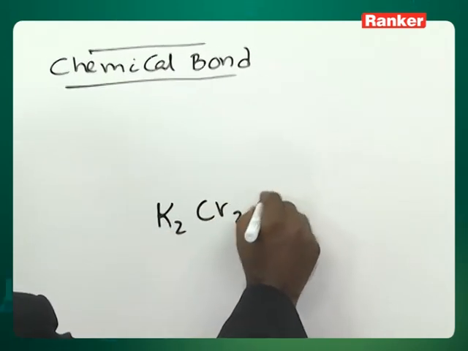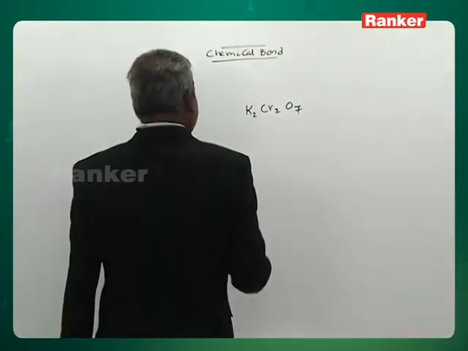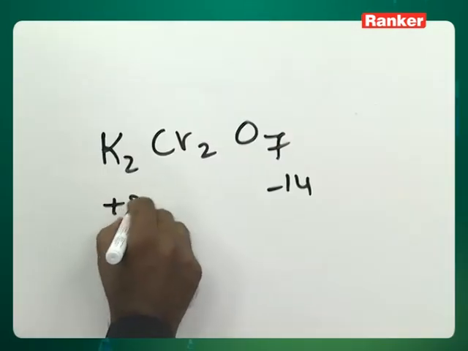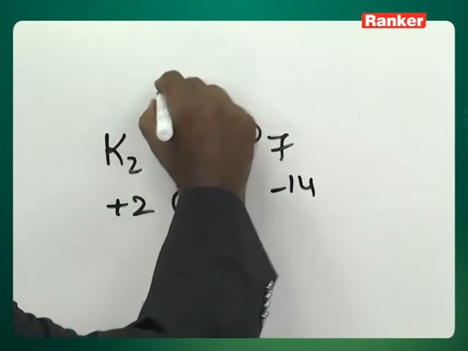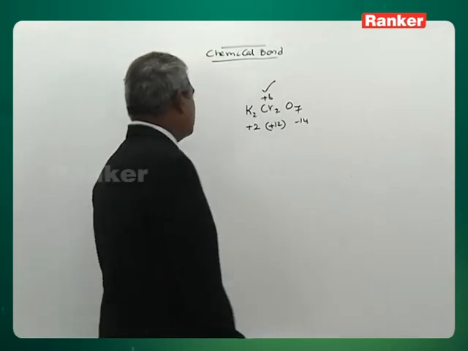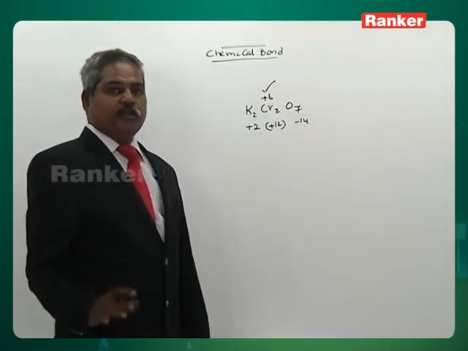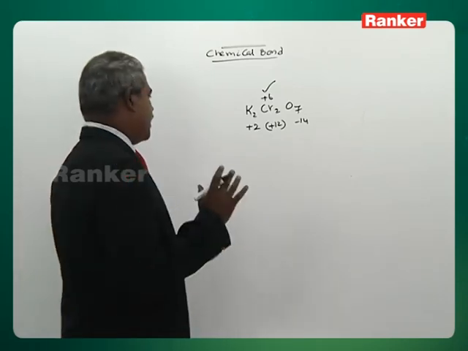K2Cr2O7: decide the chromium. Minus 14, 2 potassiums fixed plus 2, plus 12, each chromium plus 6. This is potassium dichromate. What is the oxidation state of chromium here? Plus 6. That is how we have to find oxidation state categorically.